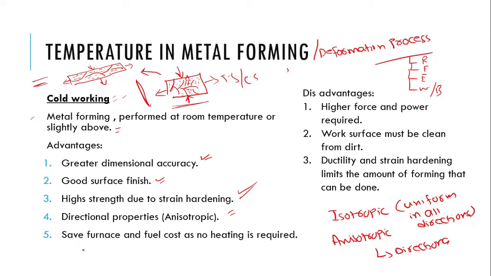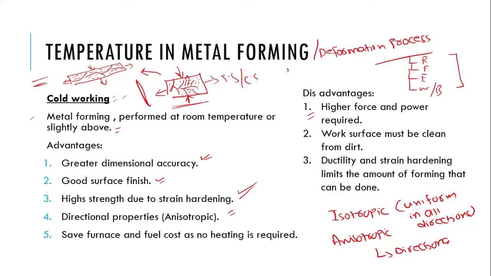Then the last advantage is that it obviously saves furnace and fuel cost, because there is no requirement of heating the material. Now what are the disadvantages? Obviously the material is not heated, and heated material is softer compared to cold material, so cold material is harder and has high strength. As we have seen, it has strain hardening which increases strength. Because of this we need to exert higher force and power. So there is a requirement of higher force and power during these processes of deformation.